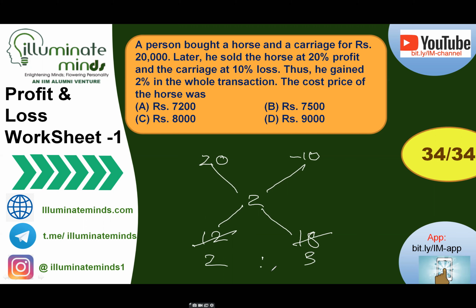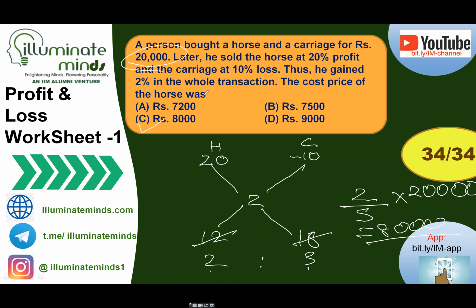So this is representative of horse. This is representative of carriage. So within the cost of 20,000, the prices are in the ratio 2 is to 3. I need to find the price of the horse. So price of the horse will be 2 divided by 2 plus 3, which is 2 by 5 into 20,000, which is equal to 8,000. So 8,000 is the price of the horse and 12,000 is the price of the carriage.